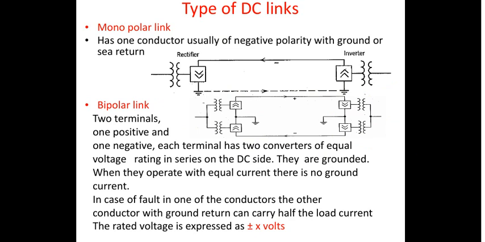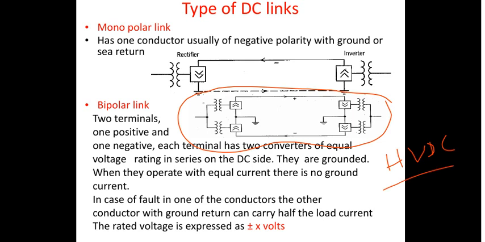Generally, the bipolar links are very popular if you look at the overall scenario as far as the DC links are concerned in our HVDC transmission. Now, the rated voltage is always expressed as plus or minus X volts, because it could be either plus or minus with respect to the earth point, right? So that's a very important point to be noted. Rated voltage in a bipolar link is always taken to be plus or minus X volts.